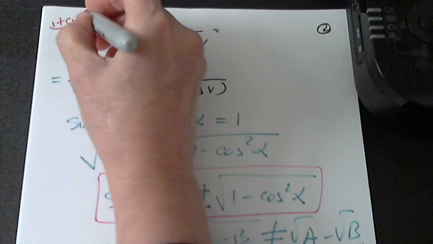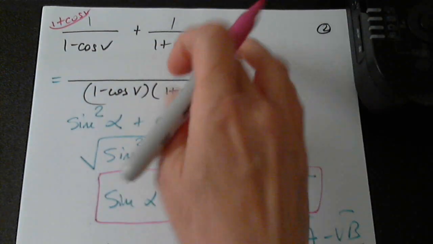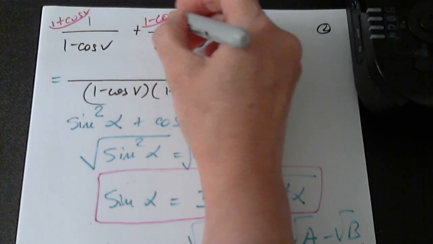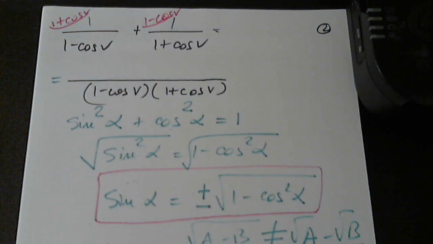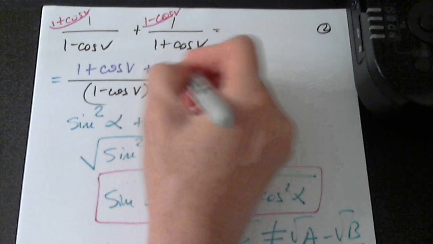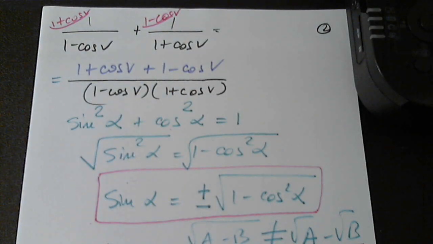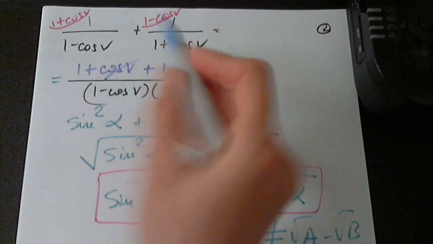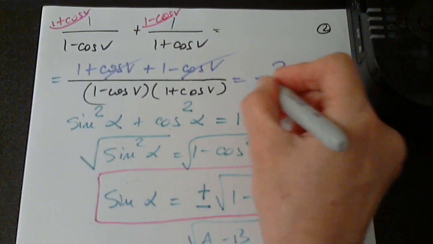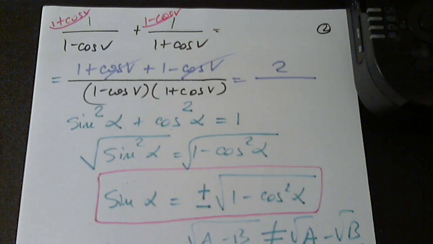So we have to multiply the top by 1 plus cosine v. This was multiplied by this, so we have to multiply the top by 1 minus cosine v. And now I copy what we get at the top, 1 plus cosine v plus 1 minus cosine v. Of course, these two go away because one is plus, one is minus. The final simplified form at the top is this.